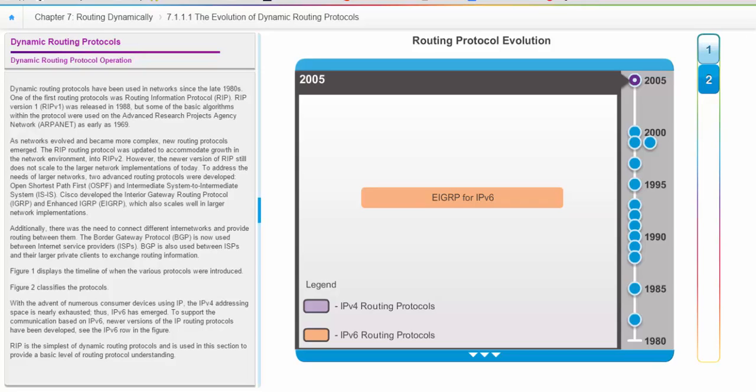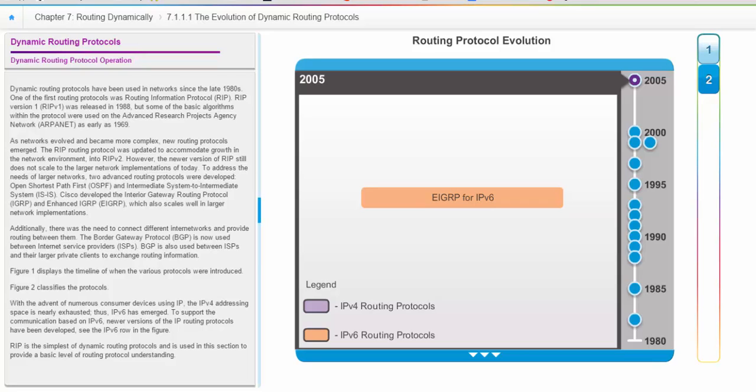RIP works fine if you have a small office, a small network, but it doesn't work well on the larger ones. And to address the needs of larger networks, two advanced routing protocols were developed. We have Open Shortest Path First, or OSPF, and then we have Intermediate System to Intermediate System. Then there's also the Cisco developed ones: the Interior Gateway Routing Protocol, or IGRP, and the Enhanced Interior Gateway Routing Protocol, or EIGRP, which also scales well with larger network implementations.